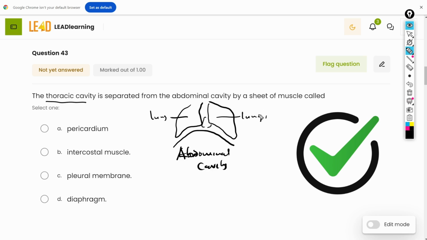It is separated by a sheet of muscle called... Now, the pericardium is simply the bag of tissue that covers the heart. The intercostal muscles are muscles that are found in between the ribs. The diaphragm is the band of muscle that actually separates the abdominal cavity from the thoracic cavity. It is involved in helping the lungs to expand and relax during gaseous exchange. So our answer is option D. It's called the diaphragm.